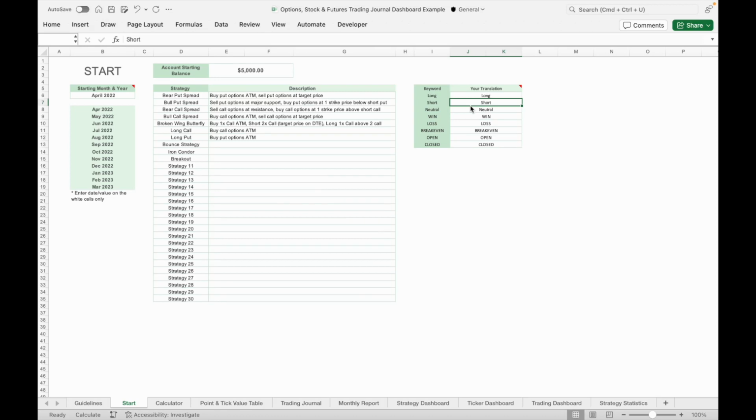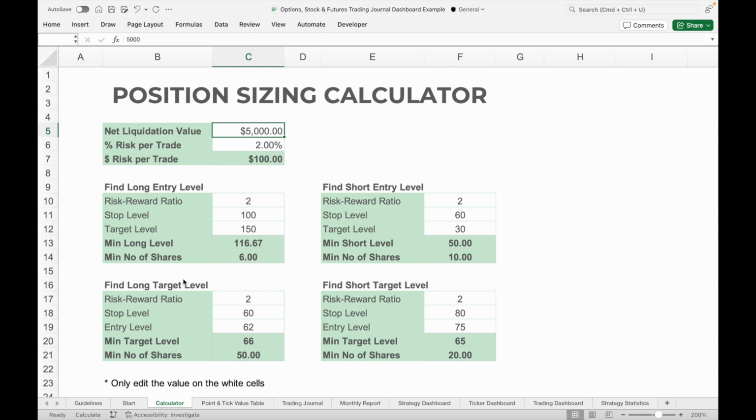Once you finish setting up your journal, you can start inputting your trading data. There is a calculator to help you determine your entry level and position size based on your risk to reward ratio, stop level, and target level. Alternatively, you can use it to calculate your long or short target level based on the risk to reward ratio, stop level, and entry level.